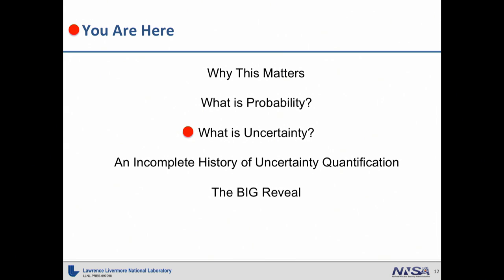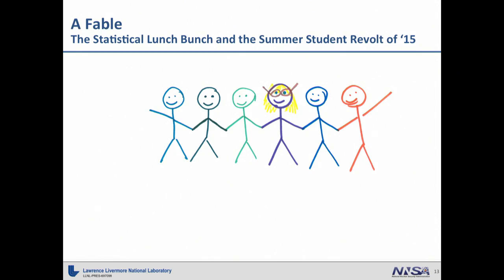Now, we're going to get into this more subtle concept. What is uncertainty, or what are the different kinds of things that statisticians would call uncertainty and try to describe with probability? This is a subtle concept, and I've been told that one of the best ways to explain subtle concepts is through the use of story. So I wrote you one. I call it The Statistical Lunch Bunch and the Summer Student Revolt of 2015. It is entirely fictional, yet strangely plausible.